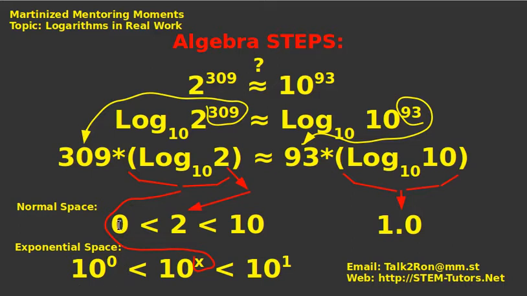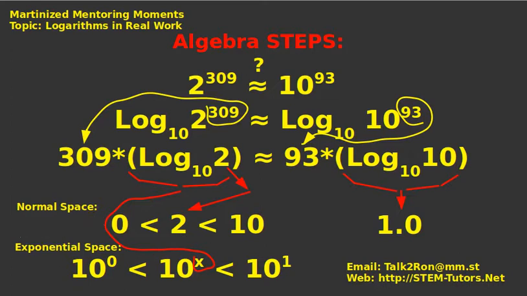Instead of 0 here, it should be a 1. So 10 to the 0 is a 1. So 2 is going to be somewhere in here, and this exponent has to be found, some power of 10 that will produce a 2 as an output. In other words, we raise 10 to some power, and we'll get 2 as an output. So what we're doing here is bracketing. We're looking at normal space, and we're bracketing in exponential space, or power of 10 space.